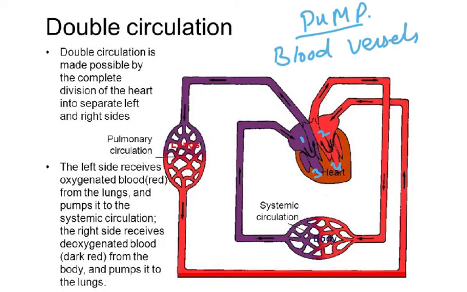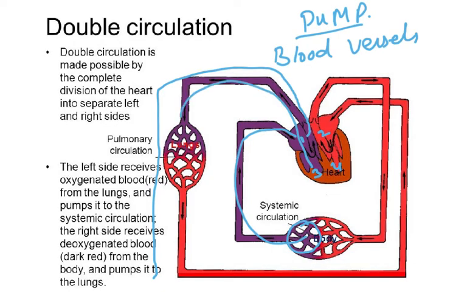And then, if you can see this side of the heart, all is the deoxygenated blood. So from the body, the deoxygenated blood is going to go to the right atrium, and then from here it's going to go to the lungs, and then from the lungs it's going to return here to the left atrium, and then from the left atrium it's going to go to the whole body.